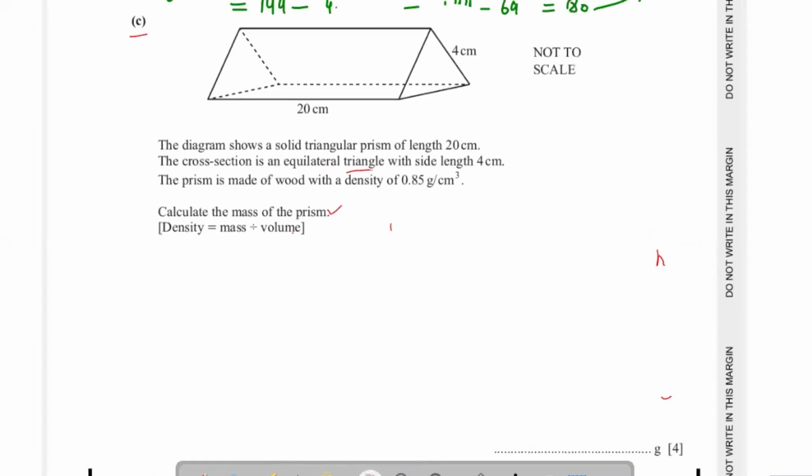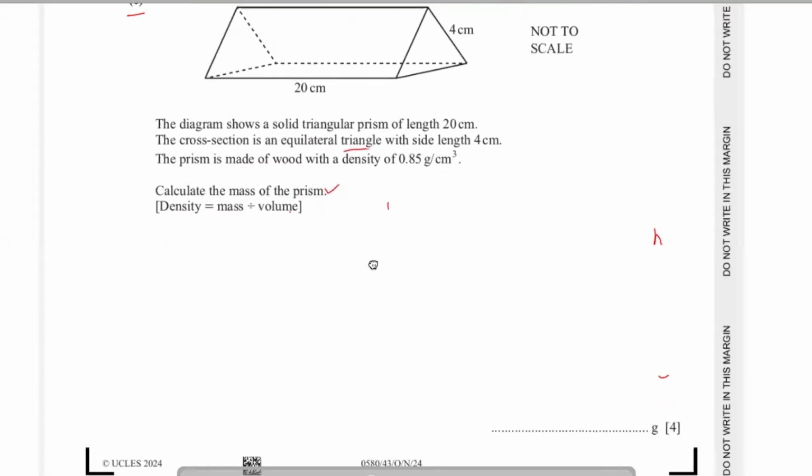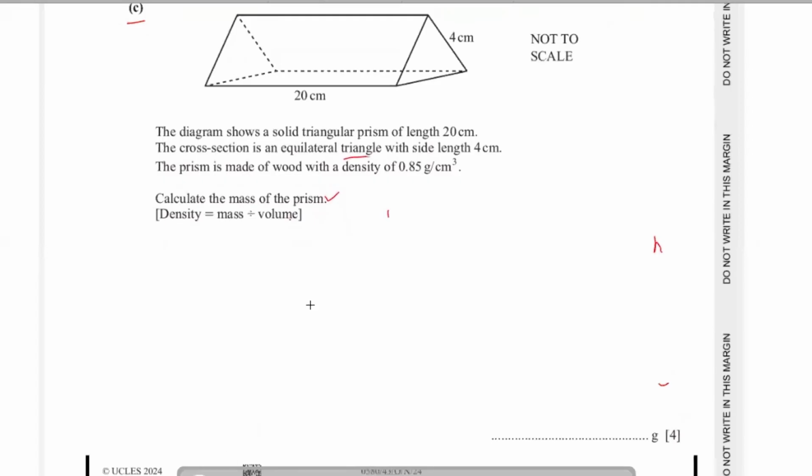Part C, the diagram shows a solid triangular prism of length 20 centimeter. Cross section is an equilateral triangle with side length 4 centimeter. The prism is made of wood with density 0.85 gram per cubic centimeter. Calculate the mass of the prism.